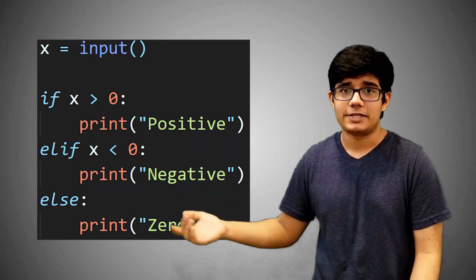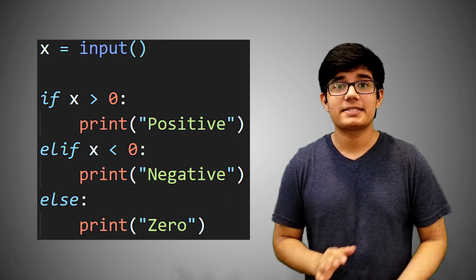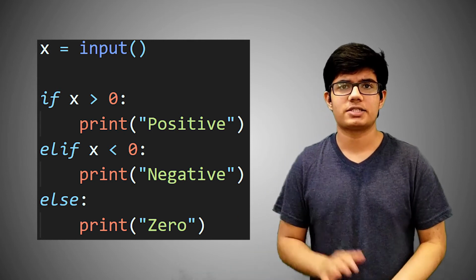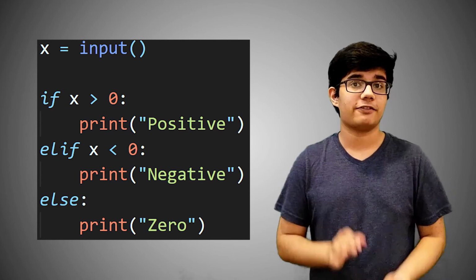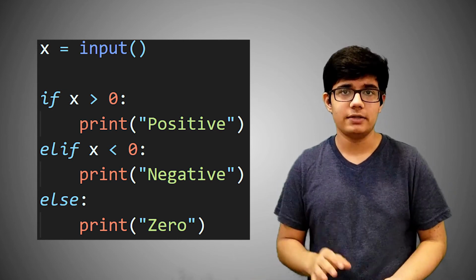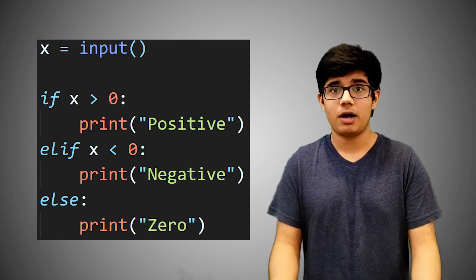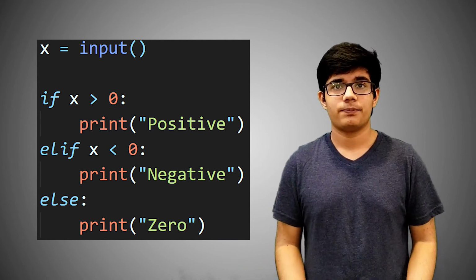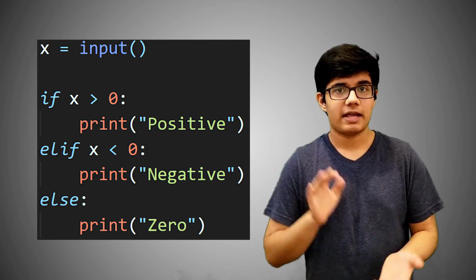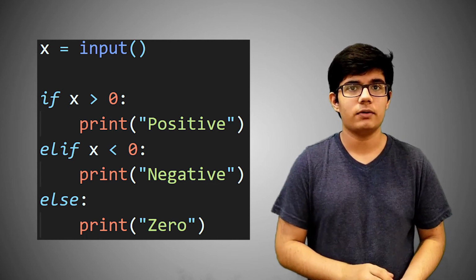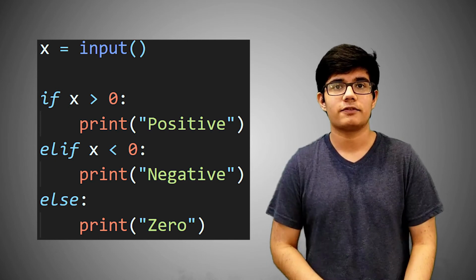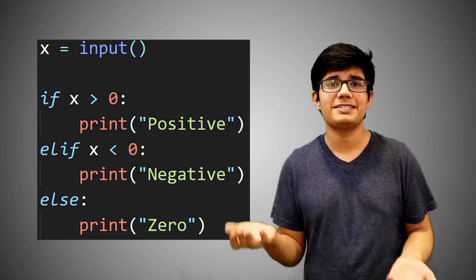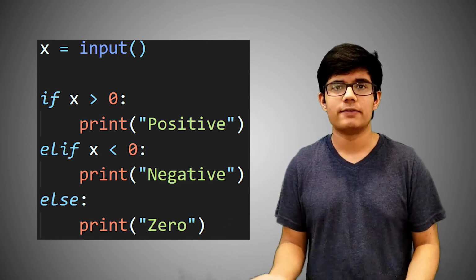And the answer is up on the screen now. Did you get it right? Well, let's see. First, we obviously store input from the user in a variable called x. Then we check if x is greater than 0. If it is, then the x is positive, so we print positive. Else, if x is less than 0, then obviously x is negative, so we print negative. Else, x has to be 0, so we print 0.